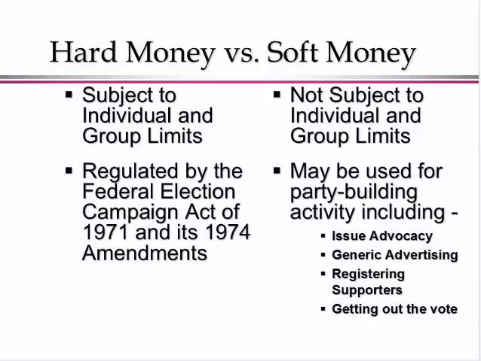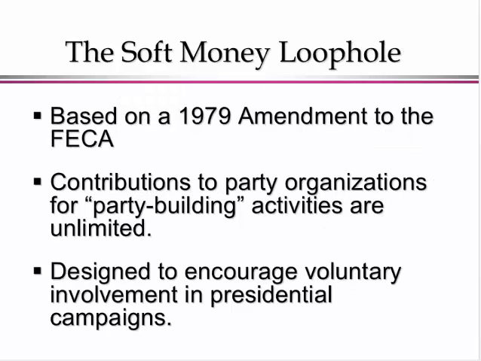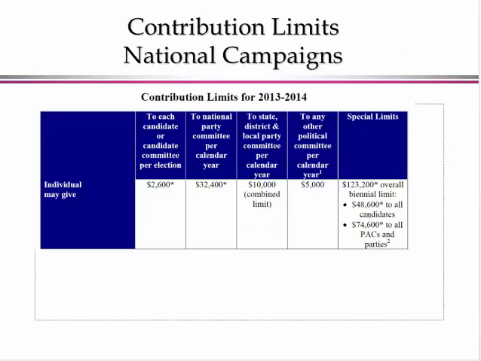Hard money versus soft money. Hard money is subject to campaign limits. It's regulated by the FEC. But soft money, which is money used for party-building activities, is not regulated, and it can be used for issue advocacy, generic advertising, registering supporters, and getting out the vote. This soft money loophole is based on a 1979 amendment to the Federal Election Campaign Act that contributions to party organizations for party building are unlimited, and it's designed to encourage voluntary involvement in presidential campaigns.